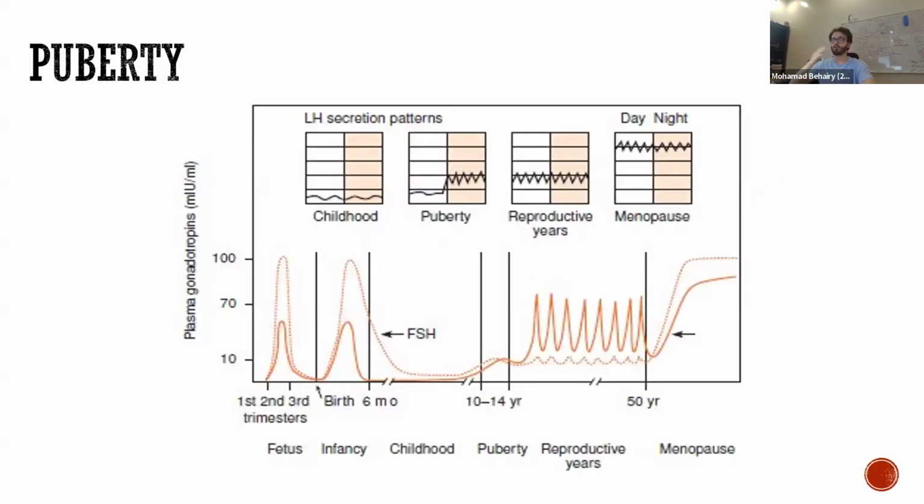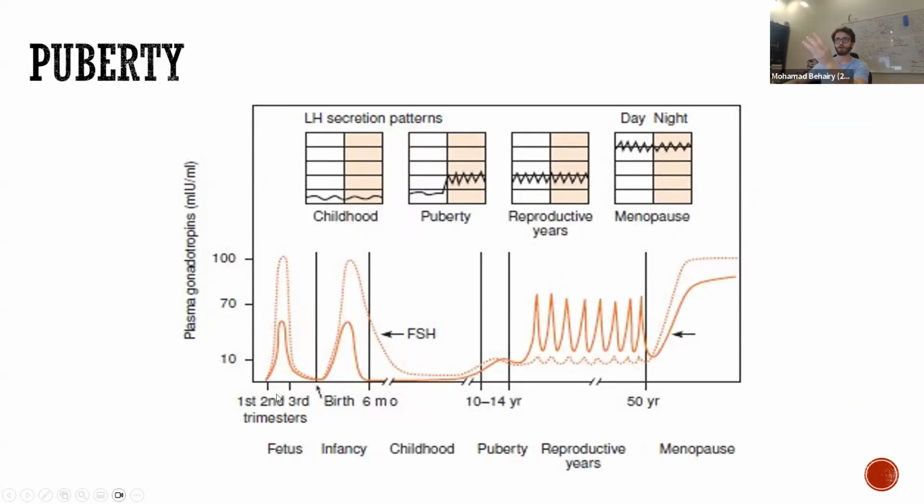Now, let's move on to puberty. Puberty, a phenomenon that happens to everyone. We need to understand the role of the hormones in puberty. Now, this is a graph in your slides which shows you basically the lifetime in years of a person and the levels of FSH and LH in every part of their lives.